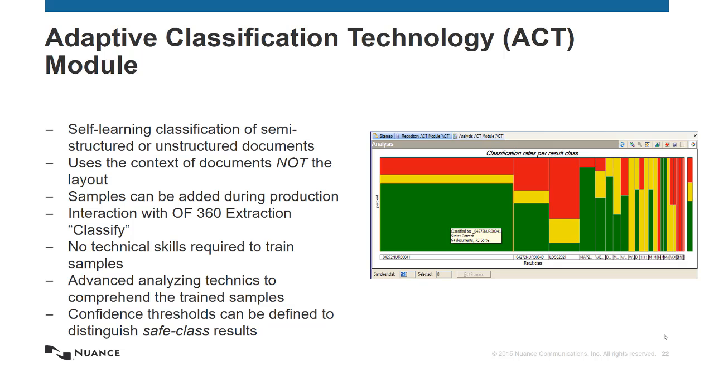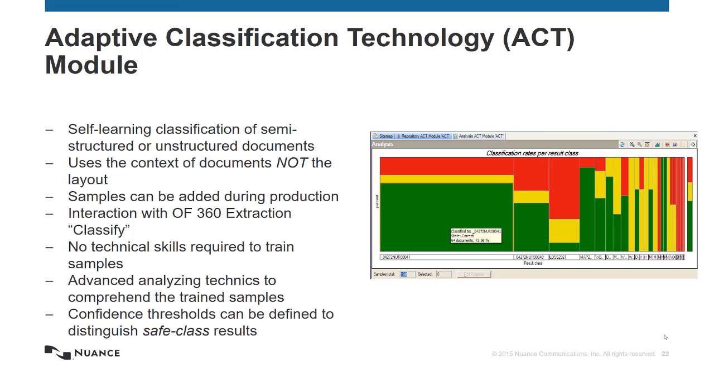The adaptive classification technology module is a self-learning classification for semi-structured and unstructured documents. It uses the context of the document and not the layout. Samples can be added to increase the recognition rate. It interacts with the extraction classify module. There's no technical skills required to train a document, and advanced analyzing techniques are used to comprehend the trained samples to increase the confidence thresholds to define a safe class result.